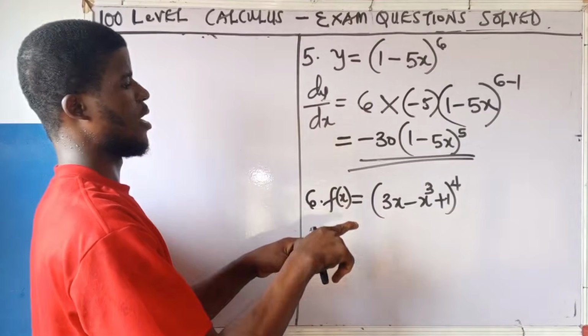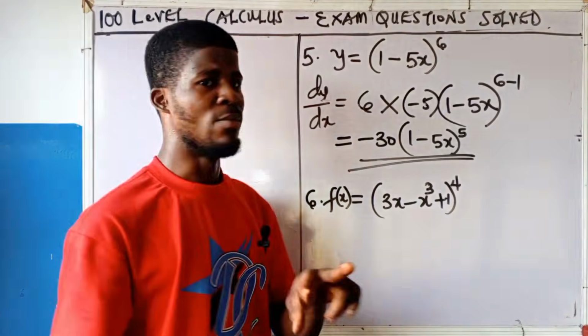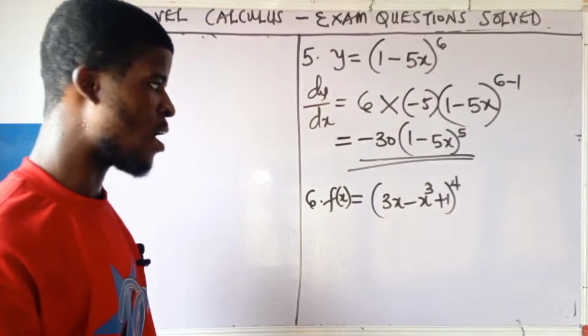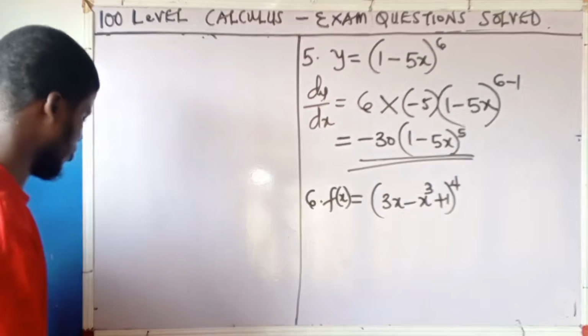Next question, applying the same shortcuts. This question is also a chain rule question. Okay, by the way, let me tell you how to identify functions that use the chain rule to differentiate. We call it a function of a function.